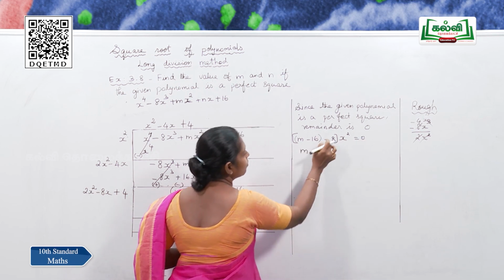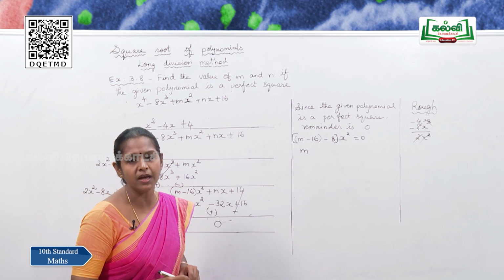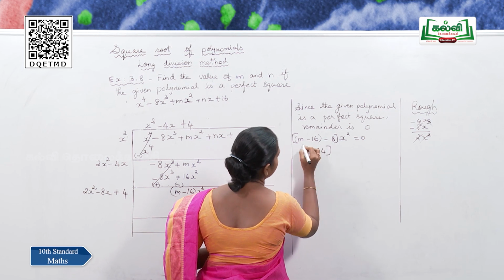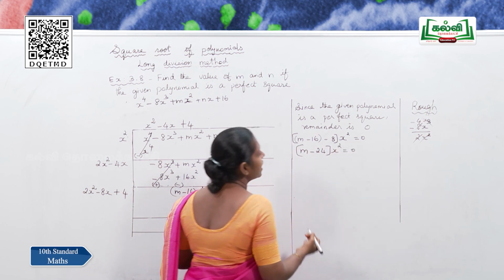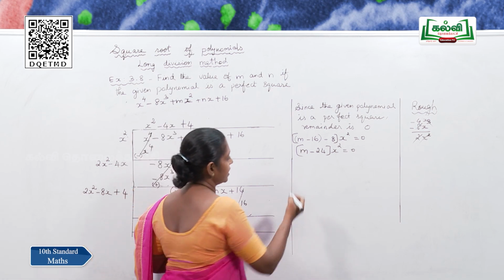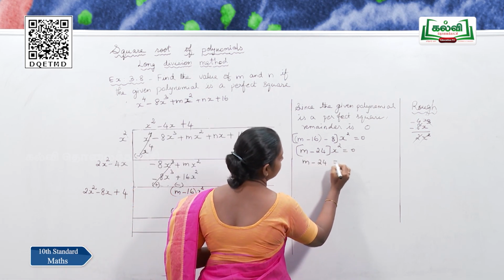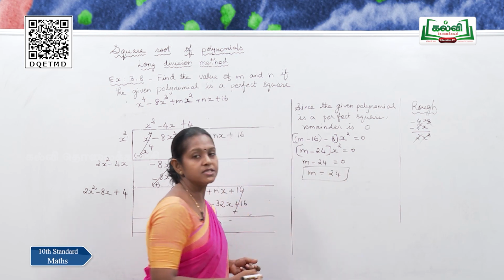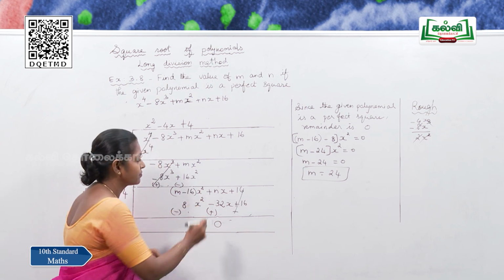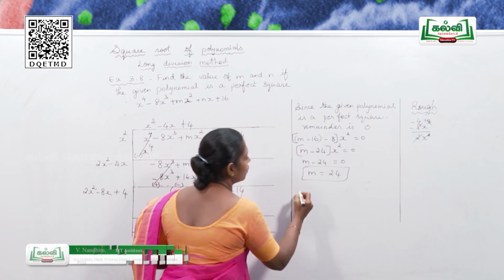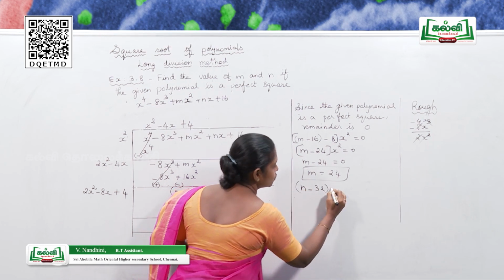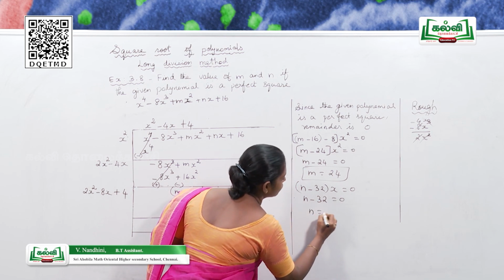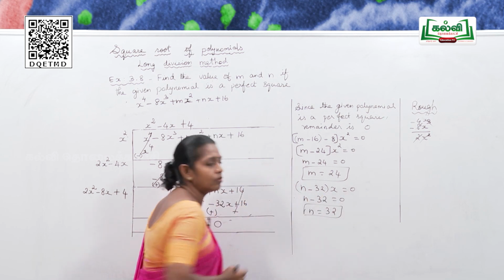That means m, both are minus. That's why the term will be 24 of x squared equal to 0. As we did in the previous answer, the same procedure, m minus 24 will also be 0. Therefore, m value is 24. Now, you got the answer for one unknown value. I'm coming to the next. N minus 32 of x. N minus 32 of x is also 0. So, n minus 32 is also 0. N is equal to 32. Is it simple so?